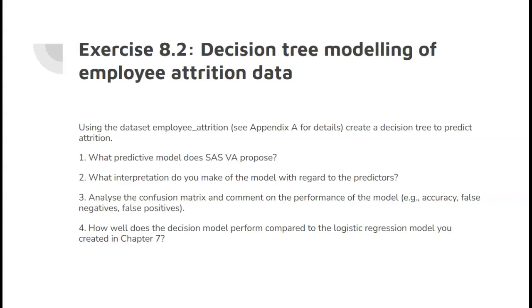So the first thing we were asked: what predictive model does Satisfy propose? Two, what interpretation do you make of the model with regard to the predictors? Three, analyze the confusion matrix and comment on the performance of the model. Examples include comment on the accuracy, false negatives, potential false positives. And four, how well does the decision model perform compared to the logistic regression model you created in Chapter 7?